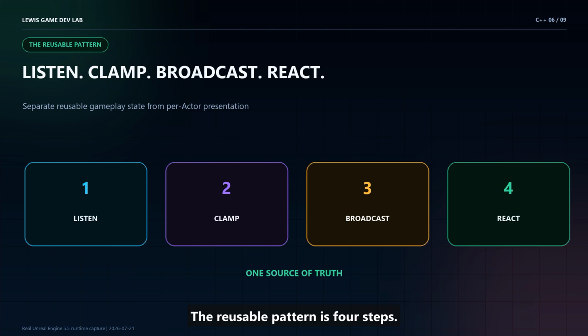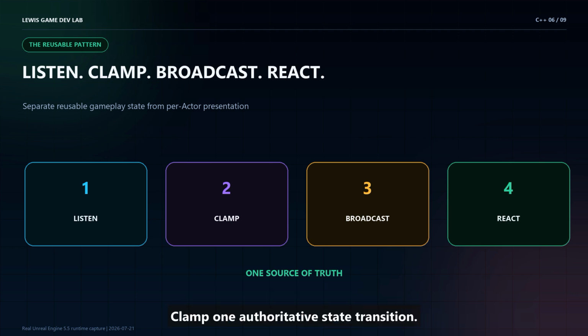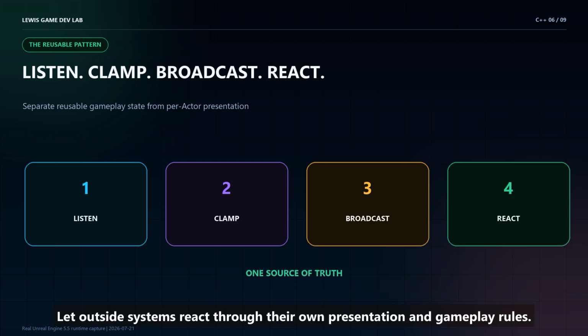The reusable pattern is 4 steps. Listen to the owner's engine event. Clamp 1 authoritative state transition. Broadcast a small set of facts. Let outside systems react through their own presentation and gameplay rules.